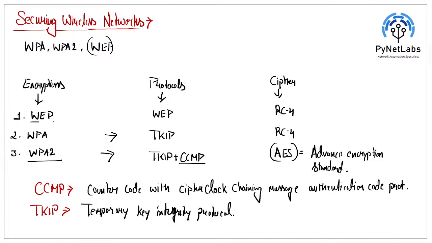This WEP stands for Wired Equivalent Privacy. This WPA stands for Wi-Fi Protected Access, and this WPA2 is basically the enhanced version of WPA. So these are some encryption methods through which we can secure the wireless networks.